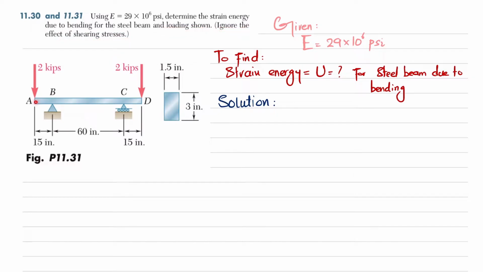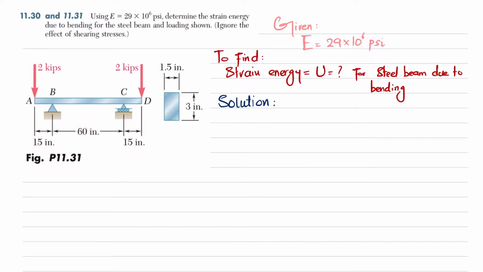You can see this is beam AD, with a fixed support at one point, a pin support at point B, and a roller support at point C. At points A and D we have a load of 2 kips. The cross section of the beam is rectangular, with height 3 inch and width 1.5 inch. The distance from A to B is 15 inch, C to D is also 15 inch, and from B to C it is 60 inch.